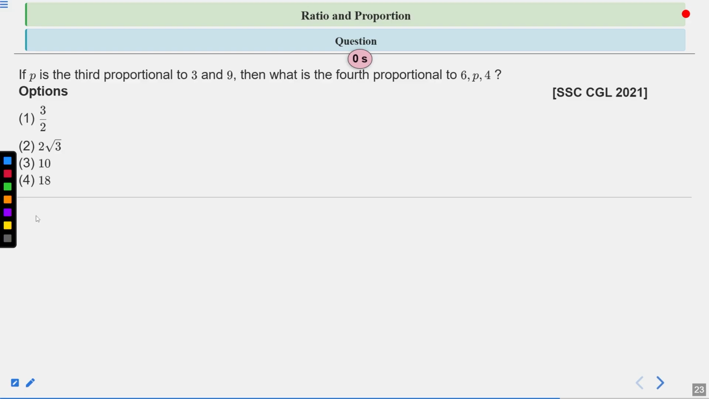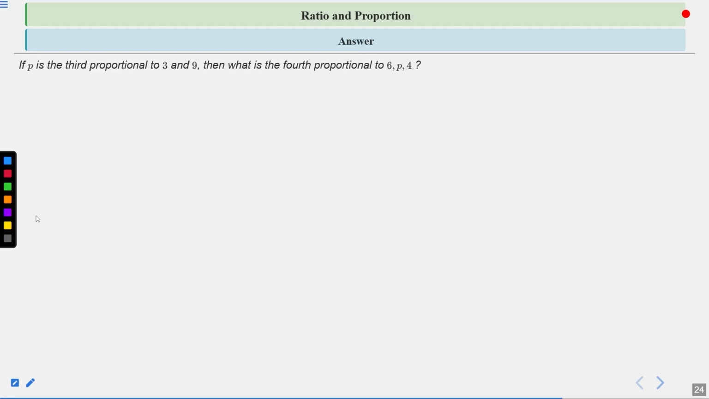Now time's up. Let's see the solution of this question. The question says that if P is the third proportional to 3 and 9, then what is the fourth proportional to 6, P and 4? So first we calculate the value of P, then we can calculate the fourth proportional. The correct answer of this question is the fourth one, which is 18. Now see the detailed solution of this question.